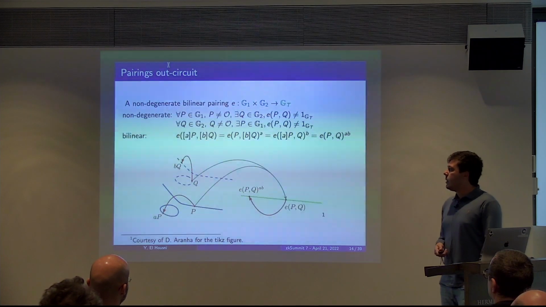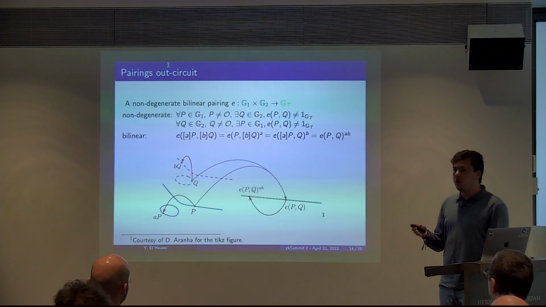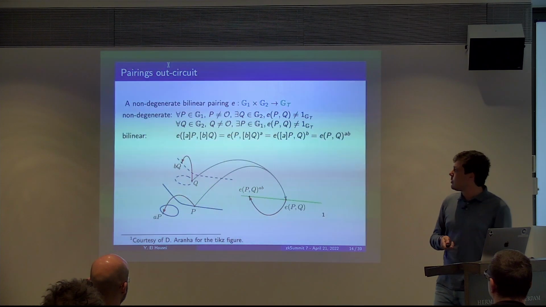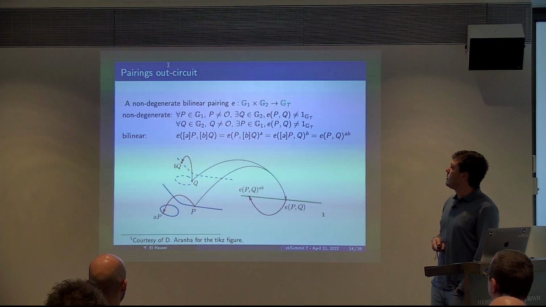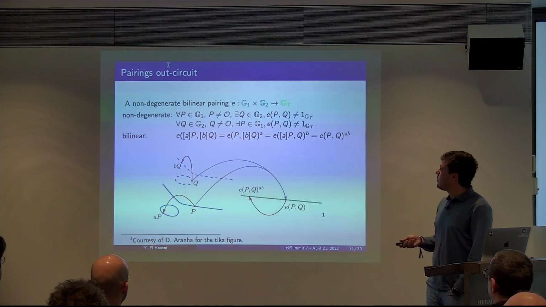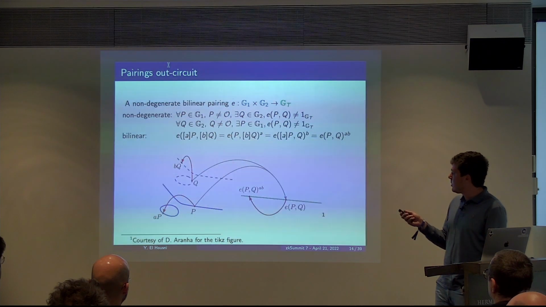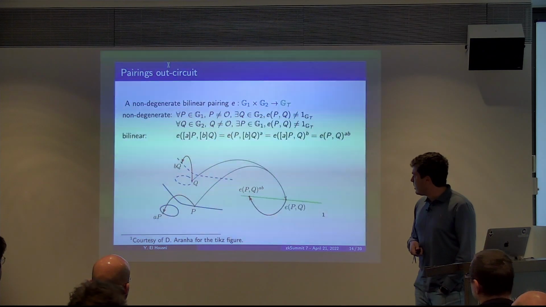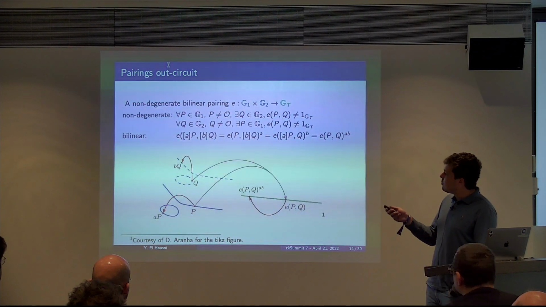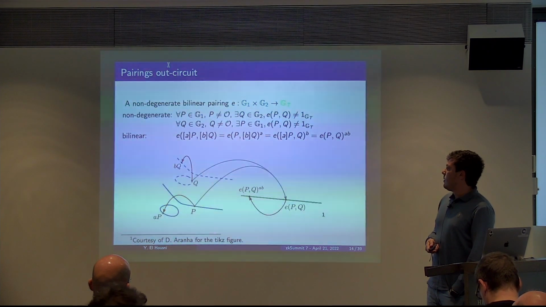But there isn't a lot of research on how to implement this efficiently inside of a circuit. So our pairing is a non-degenerate bilinear map. If you do not want to look at the equation, just look at this TikZ by Diego Aranha. So you have two curves.